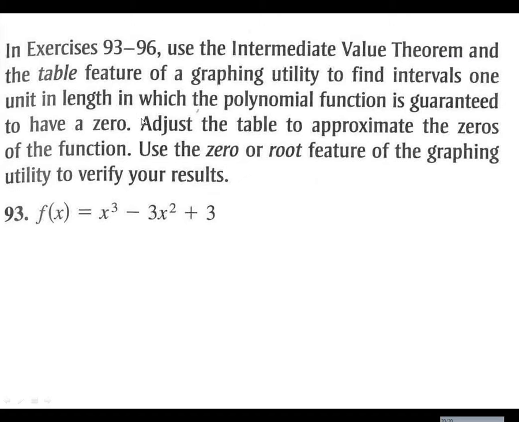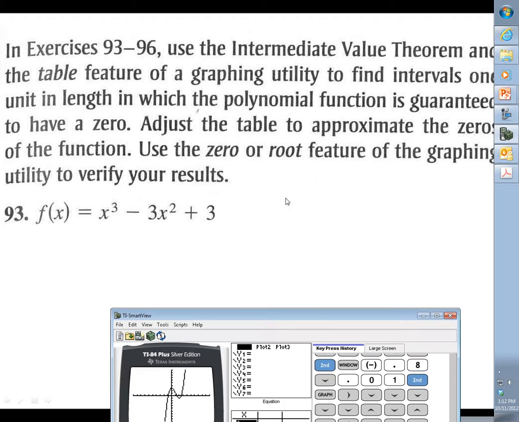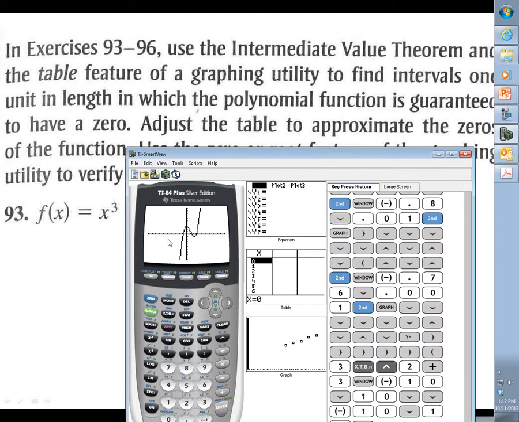Use the intermediate value theorem and the table feature to find the intervals 1 unit in length in which the polynomial function is guaranteed to have a 0. So we're just going to need to find one of them. Let's find this first one over here, to the left. This tick mark is a 1. I think it's to the right of the 1. I'm not exactly sure. Eyeballing it, it looks like it. Graphing calculator could be wrong.